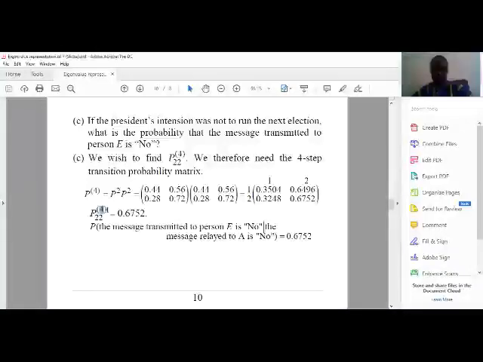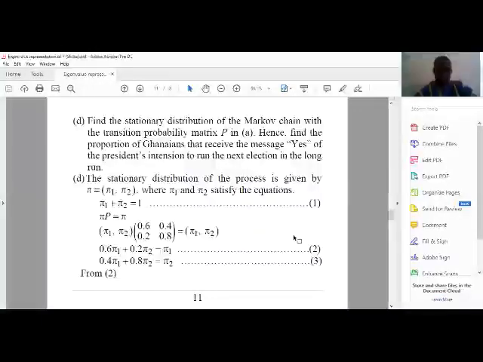So the probability of the message transmitted to E is no, given that the message relayed to A is still no, is 0.6752. Then the D is where most of the marks they get, because it involves a lot of work here.